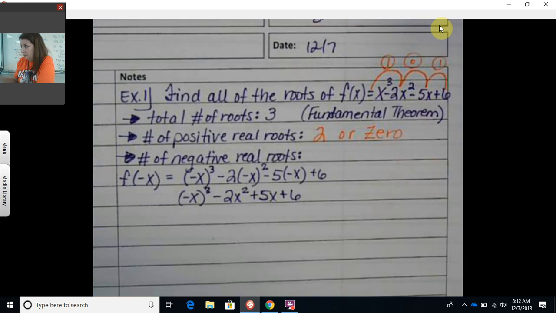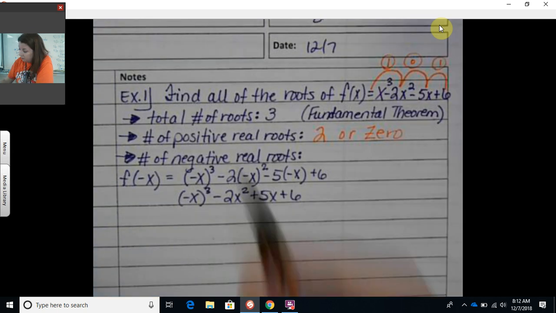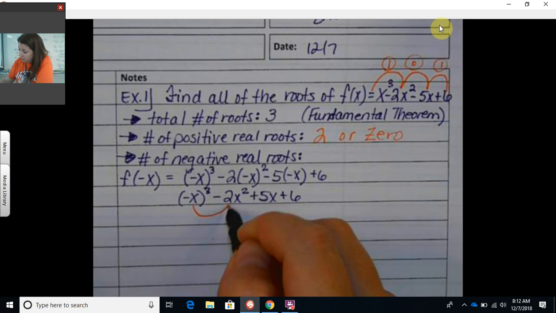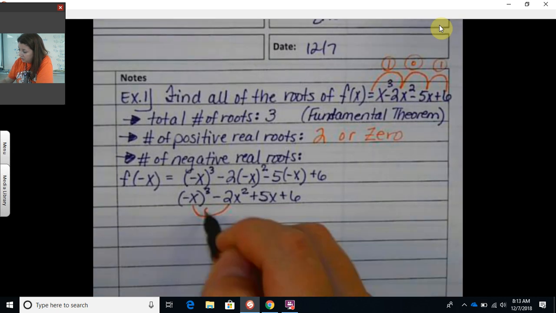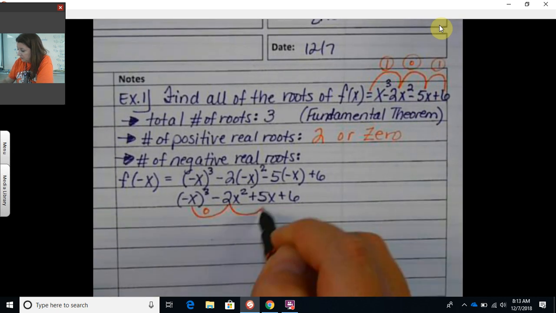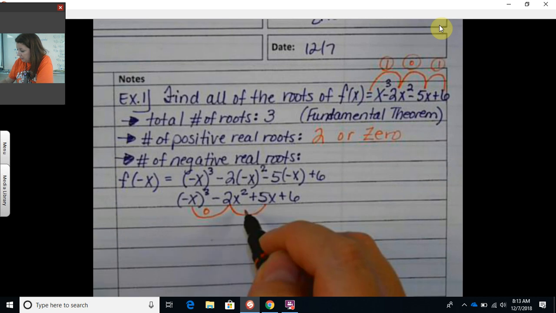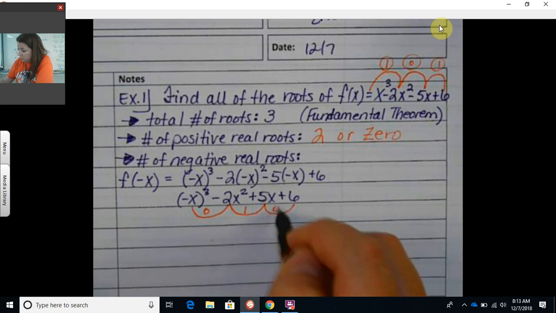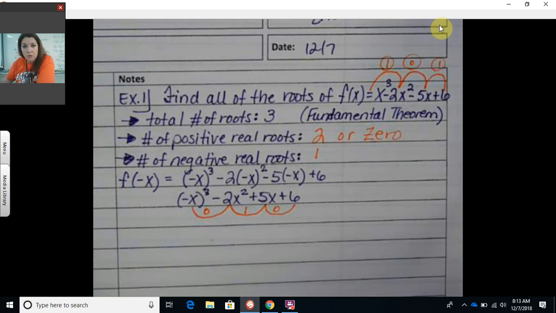Okay? So, I have a negative to a negative. Is that a sign change? No, doesn't count. Negative to a positive. Is that a sign change? Yes. Positive to a positive. Is that a sign change? No. So we're either going to have one negative real root, or if I reduce that by 2, I get a negative number.